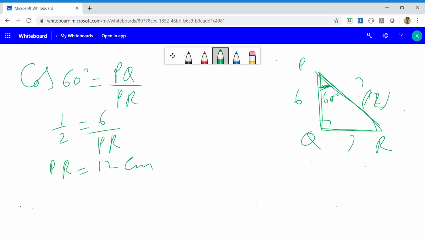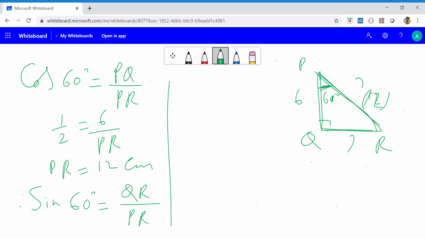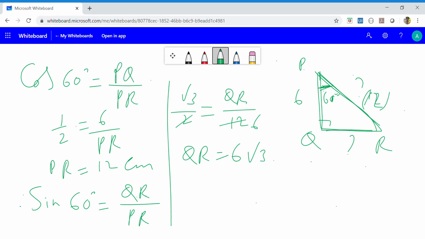And then you can find out now sine 60 degrees is equal to opposite side QR by hypotenuse PR. Sine 60 is root 3 by 2. Root 3 by 2 equals QR, which is unknown, by PR, which is 12. 2 ones are 2, 2 sixes are 12, so 6 root 3. So QR is equal to 6 root 3. Up to here you can find it by trigonometric ratios, and you can apply the Pythagoras theorem also to get the QR value. Or you can apply sin 60 like that also and get the answer.